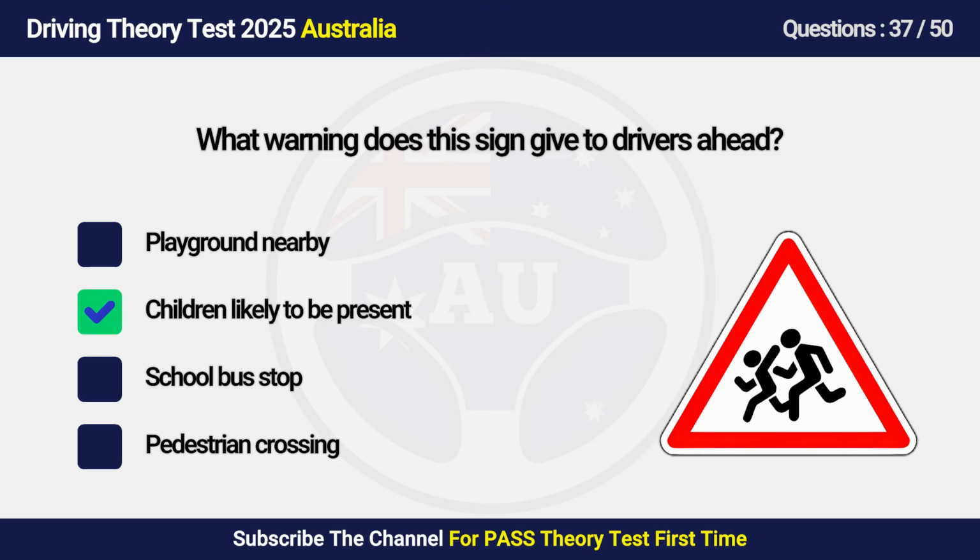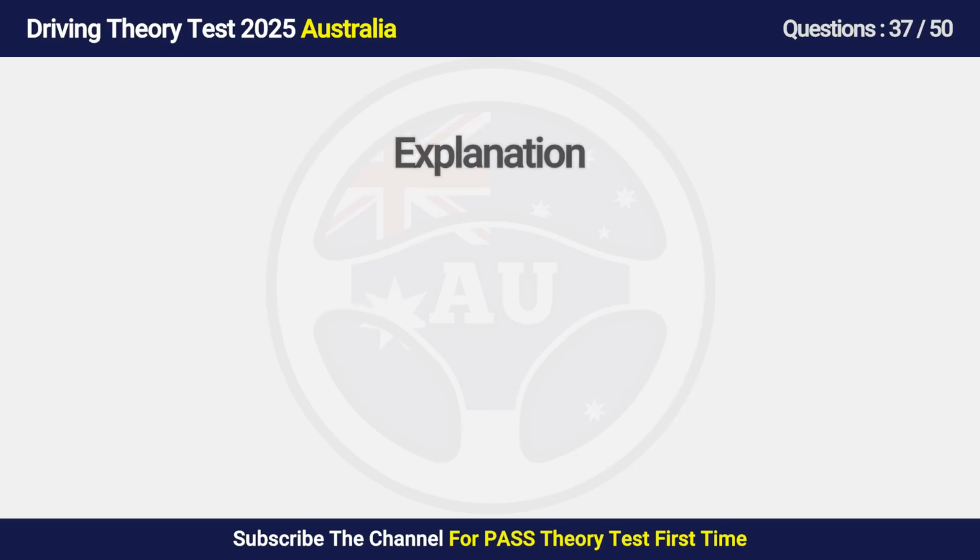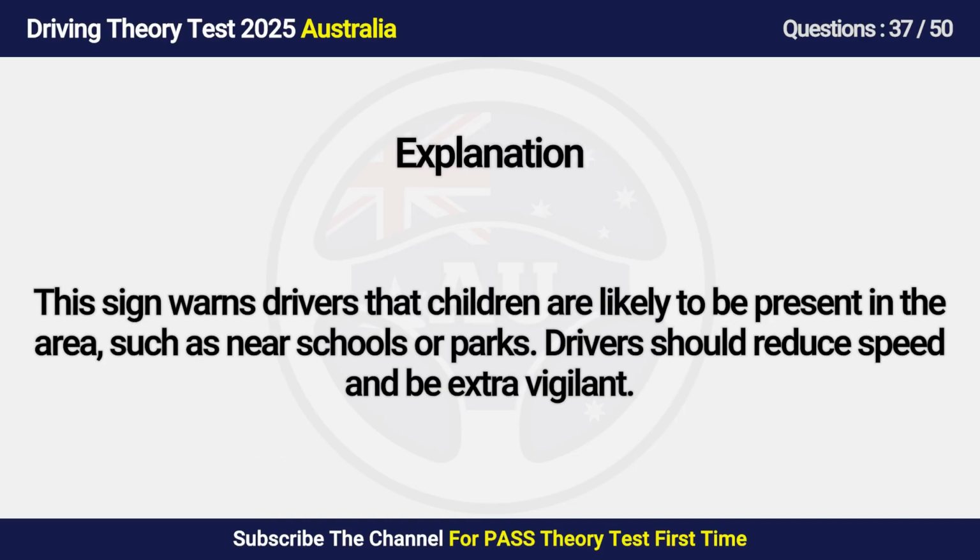Answer is B, children likely to be present. This sign warns drivers that children are likely to be present in the area, such as near schools or parks. Drivers should reduce speed and be extra vigilant.